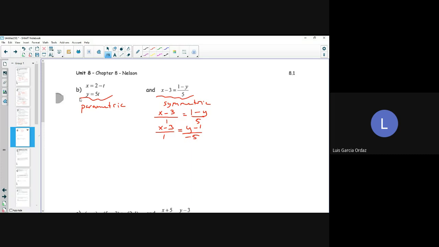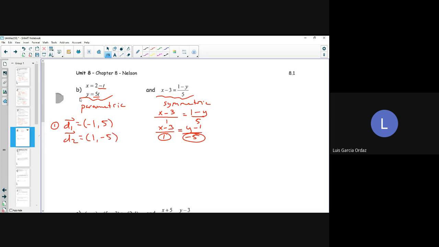Now I need to figure out my direction vectors for both of these. My first direction vector comes from the t coefficients in my parametric equation, so I get (-1, 5). My direction vector 2 comes from the denominators in my symmetric equation, so I get (1, -5).